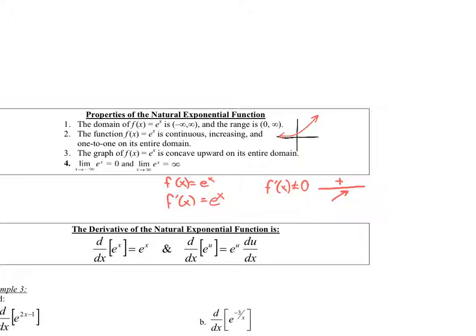How do we know number 3 up there? It's concave upward on its entire domain. Well, what's the second derivative? It's also e to the x. The second derivative will never equal 0, so I know concavity never changes. Our sign diagram for that also looks like this. Since it's positive everywhere, the function is concave up for all real numbers.